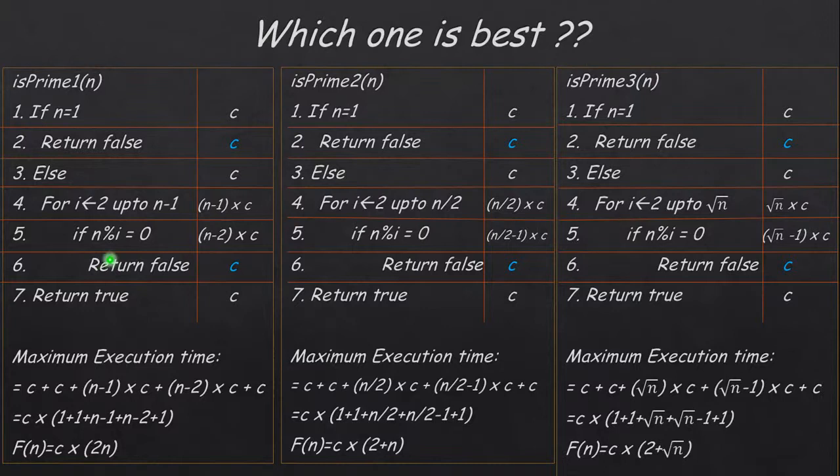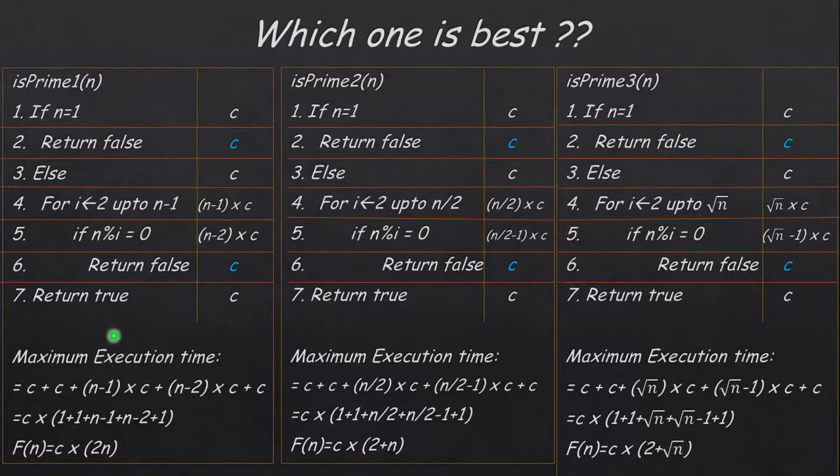In the first case I am just dividing the number by 2 to n minus 1. So if the number is 101, I just divide it from 2 to 100. If at some point it produces a remainder 0, I will return false. Another condition: if n equals 1, it is not a prime, so it will return false. In the second instance I am dividing the number from 2 to n by 2. In the third instance I am dividing the number from 2 to root n.